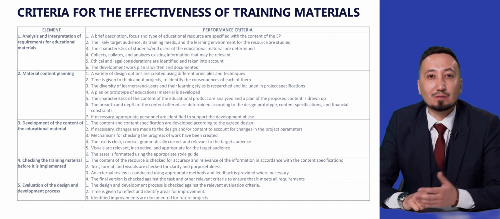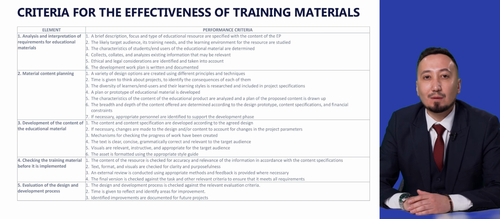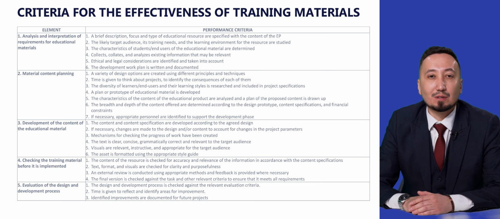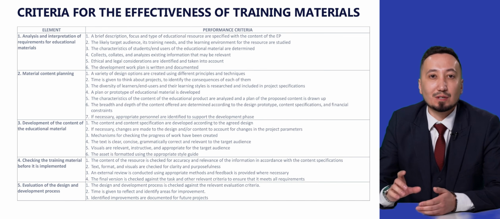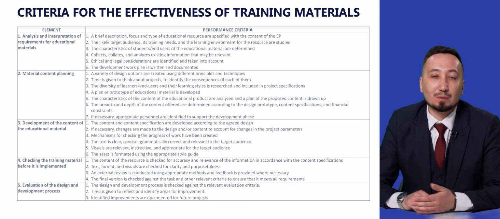The criteria for the effectiveness of the element checking the educational material before its implementation are: 1. The content of the resource is checked for accuracy and relevance of the information in accordance with the content specifications. 2. Text, format, and visuals are checked for clarity and purposefulness. 3. An external review is conducted using appropriate methods and feedback is provided where necessary. 4. The final version is checked against the task and other relevant criteria to ensure that it meets all requirements.